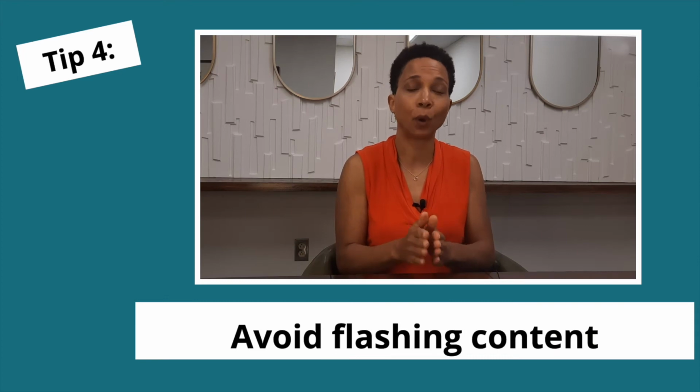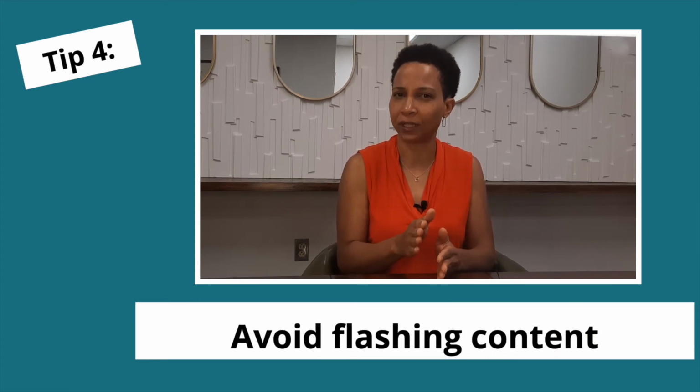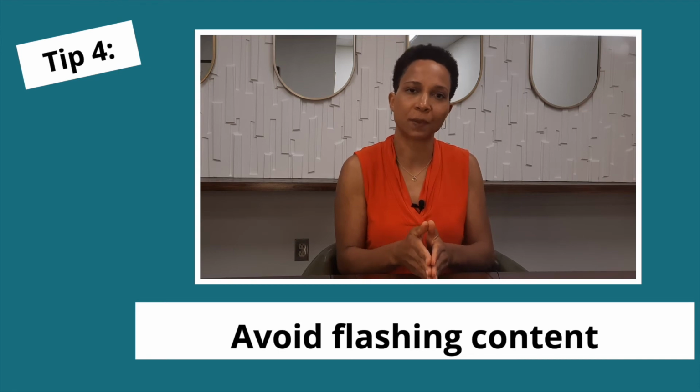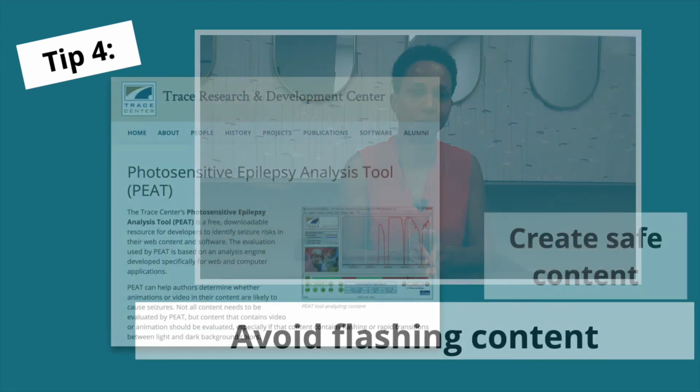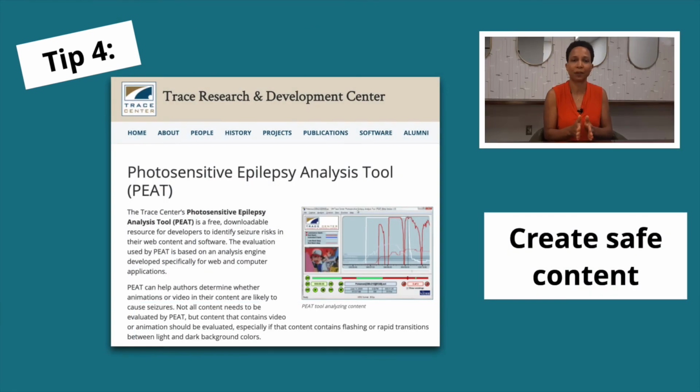Tip 4, avoid flashing content. Content that flashes on the screen more than 3 times per second is dangerous as it can trigger a seizure in some viewers. Creating content comes with a responsibility to create safe content. Use rapid motion sparingly in your videos and ensure nothing flashes. You can use the Trace Center's photosensitive epilepsy analysis tool to identify seizure risk in web content and software.